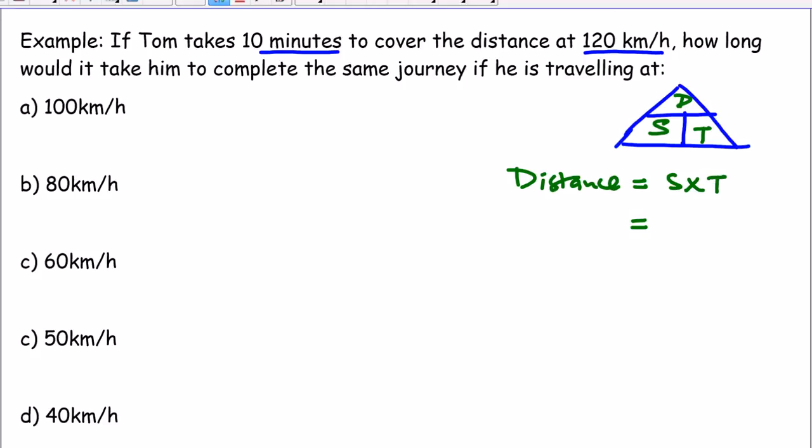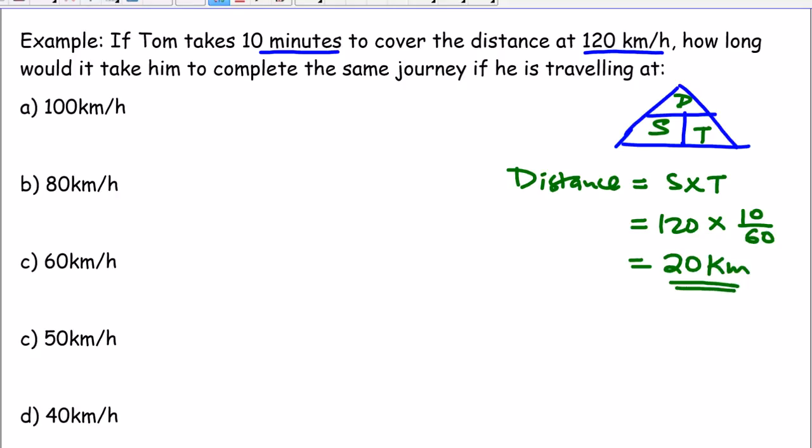which will be equal to, now if you look at our question here, we have the speed, which is 120 kilometers per hour. We have the time as well, which is 10 minutes. We have to convert that to hours, which will be 10 over 60. And if you just plug this in your calculator, you'll get 20 kilometers.